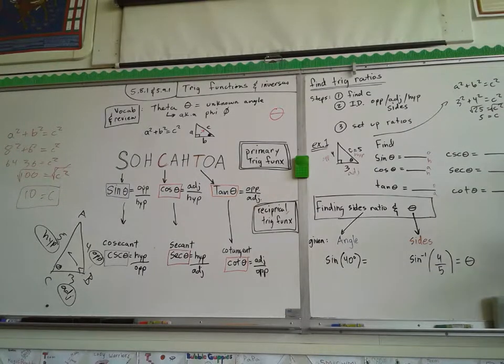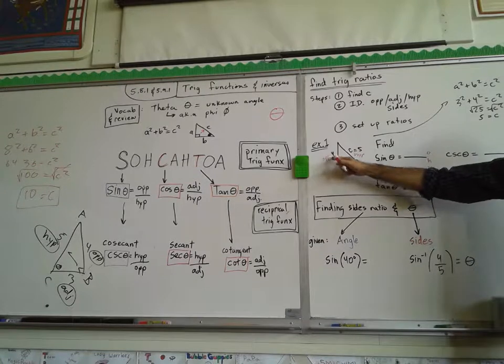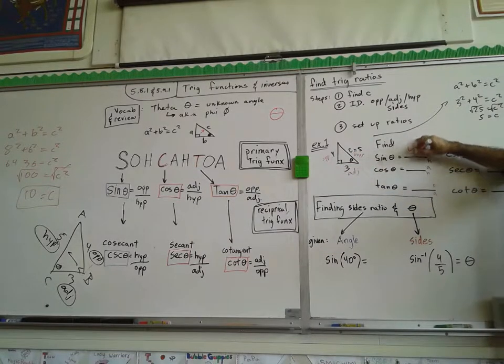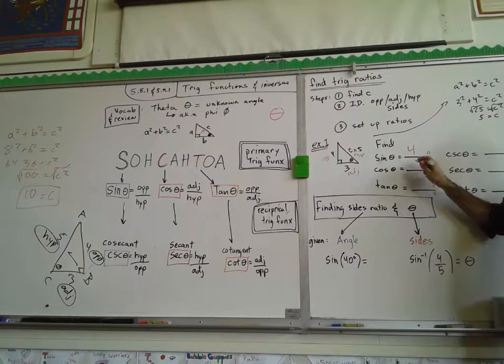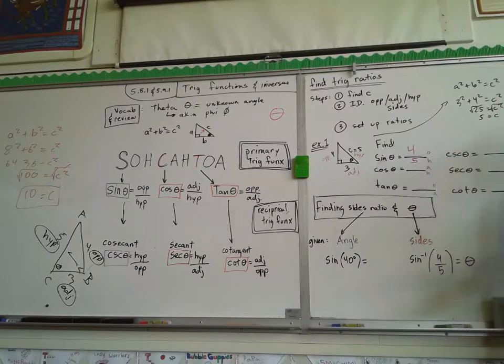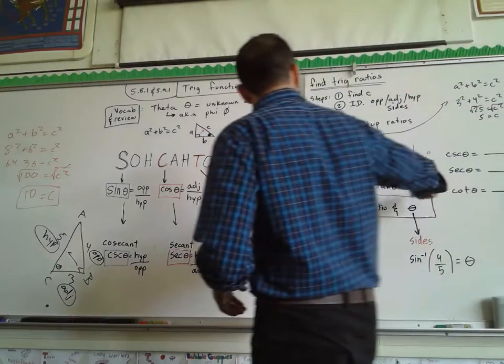If you're confused, for the sine, I would look to see what's the opposite. I already labeled the opposite as 4. What is the hypotenuse? It's 5. So the sine of theta is equal to 5 over 4. Okay, so we're all doing these right here? You fill them in? Yep. All right, somebody help me out.